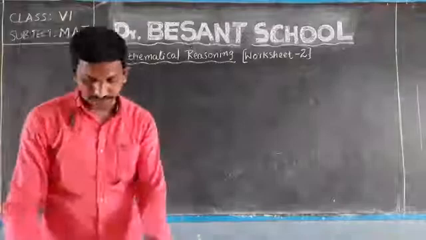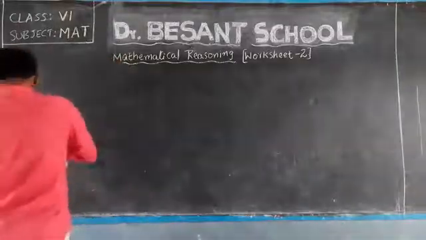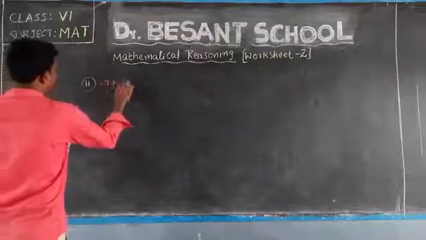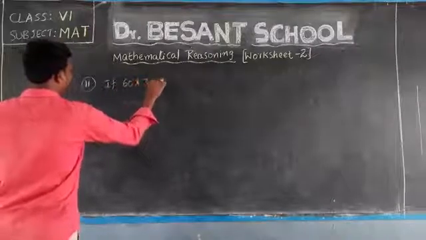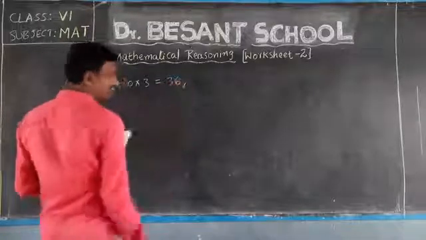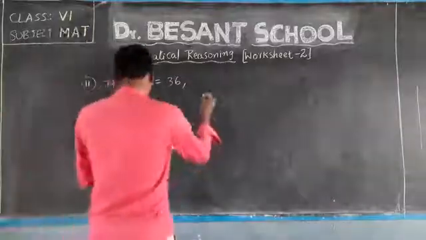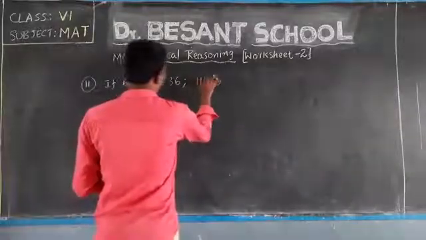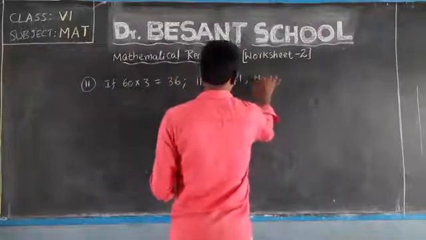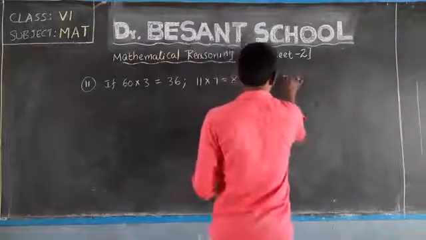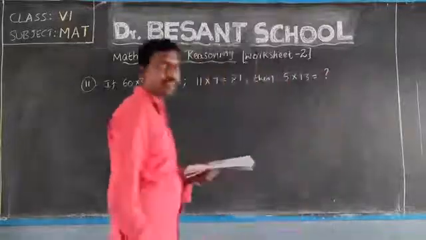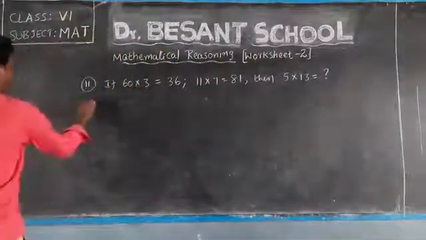So what is given? Question number 11. If 60 into 3 is equal to 36. Similarly, 11 into 7 is equal to 81. Then, what is the value of 5 into 13? 5 into 13 is equal to question mark. This has to be observed here. So, a very interesting problem.